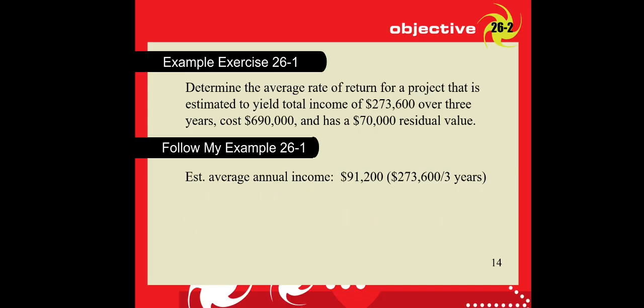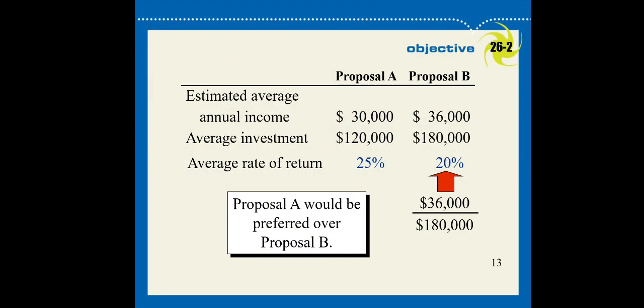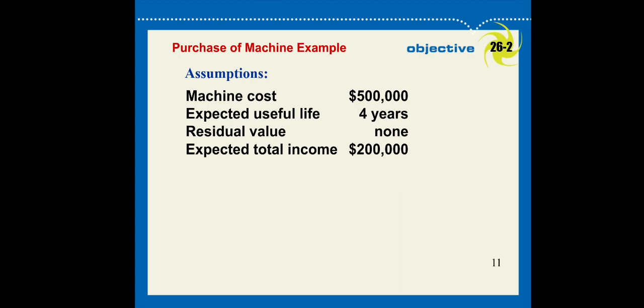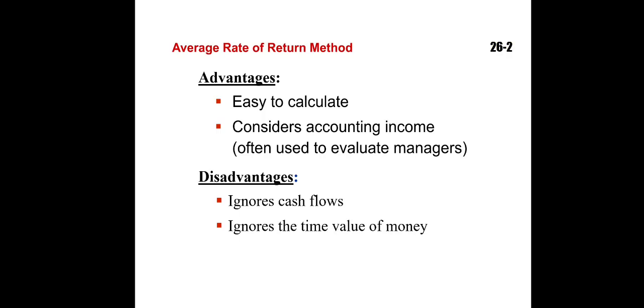Okay, you have seen how to use the average rate of return method. Now you can see what the advantages of this method are. The first advantage is that this method is easy to calculate. You just have to remember the formula, then you can calculate the average rate of return.